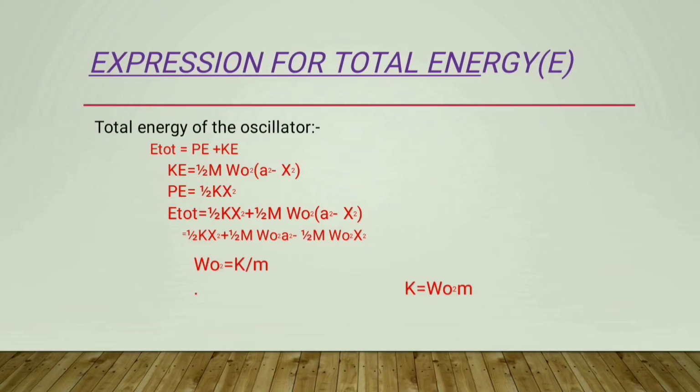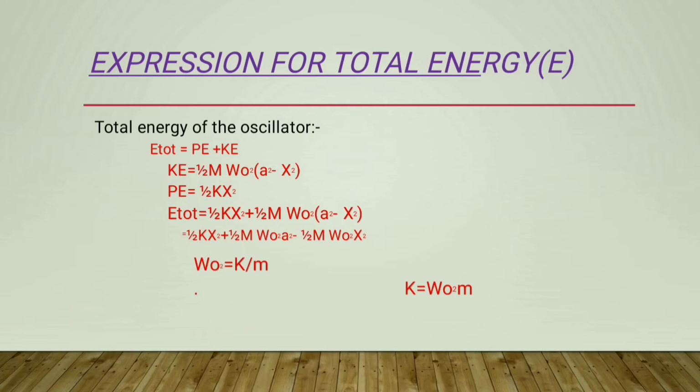We know that total energy is the sum of potential energy and kinetic energy. We have already derived the equation for kinetic energy and potential energy. Kinetic energy is equal to half m omega 0 square into a square minus x square, and the potential energy is equal to half k x square.